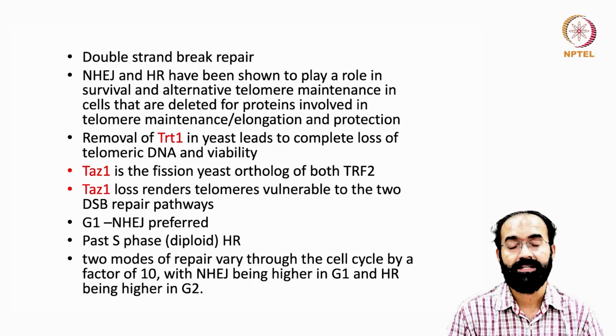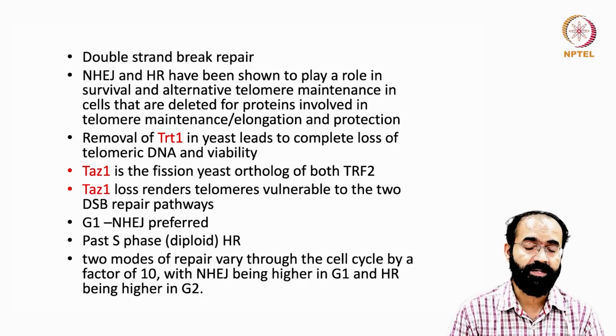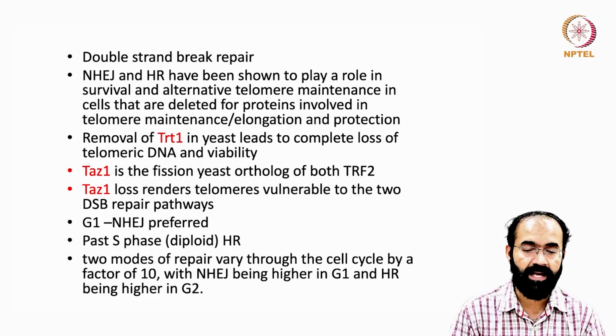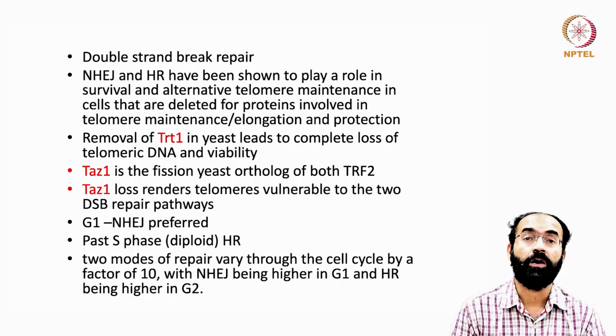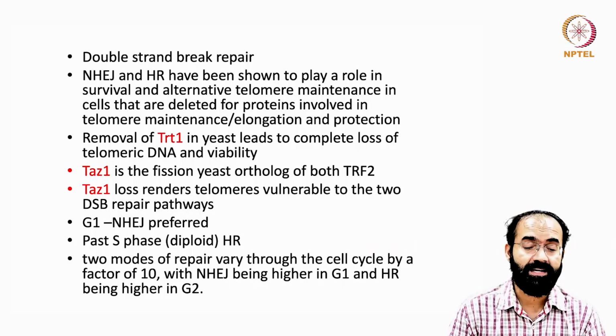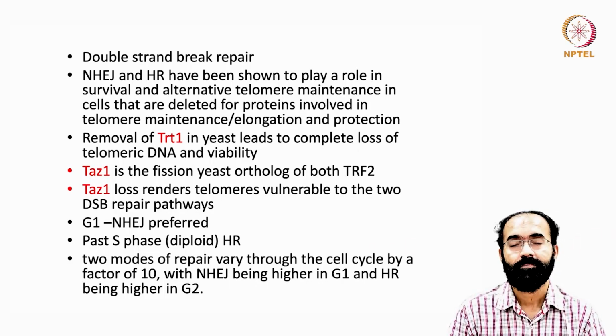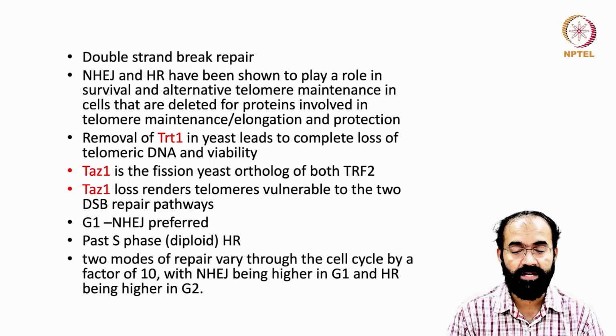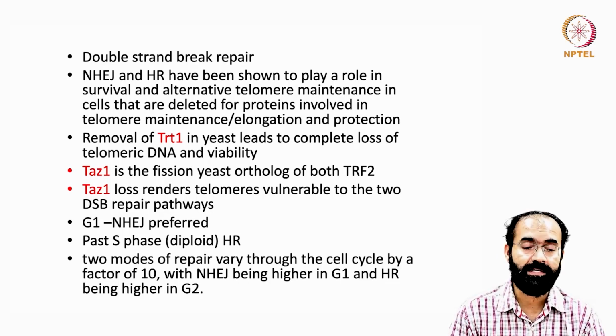So if this protein TRT1 in yeast is damaged, it leads to complete loss of telomeric DNA and the viability of the cell. It's just one protein that binds to the telomeric repeat. Another protein, TAS1, which has been studied in fission yeast and is an ortholog of TRF2, when lost, renders the telomeres vulnerable to the two double strand break repair pathways. It means the DNA repair pathways are affected very badly.